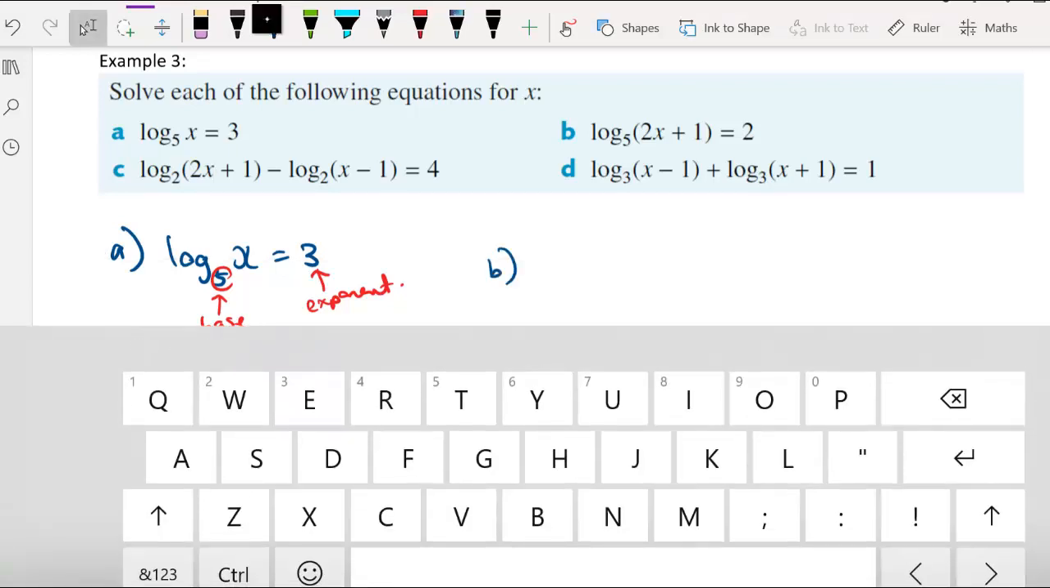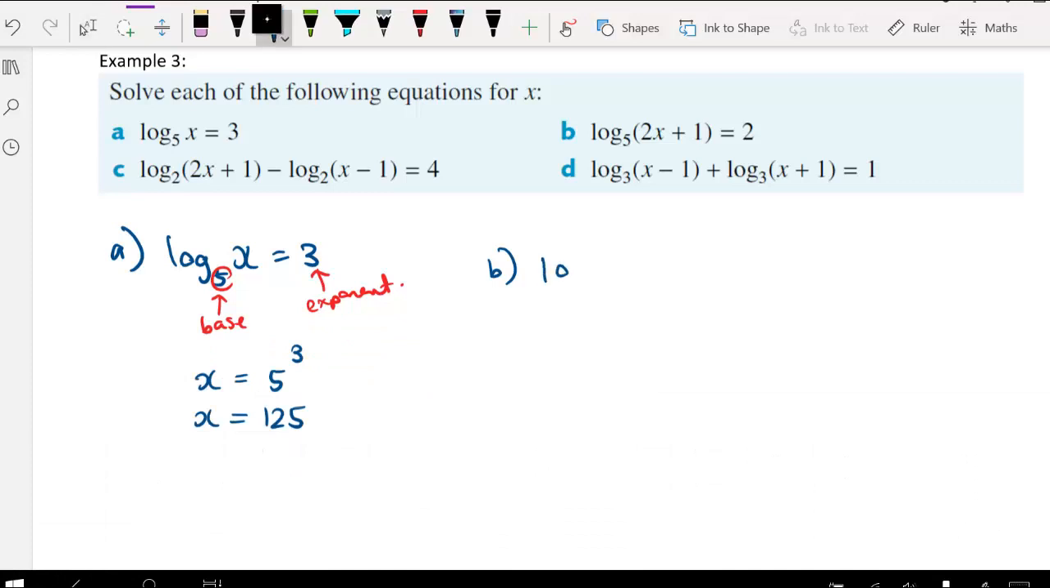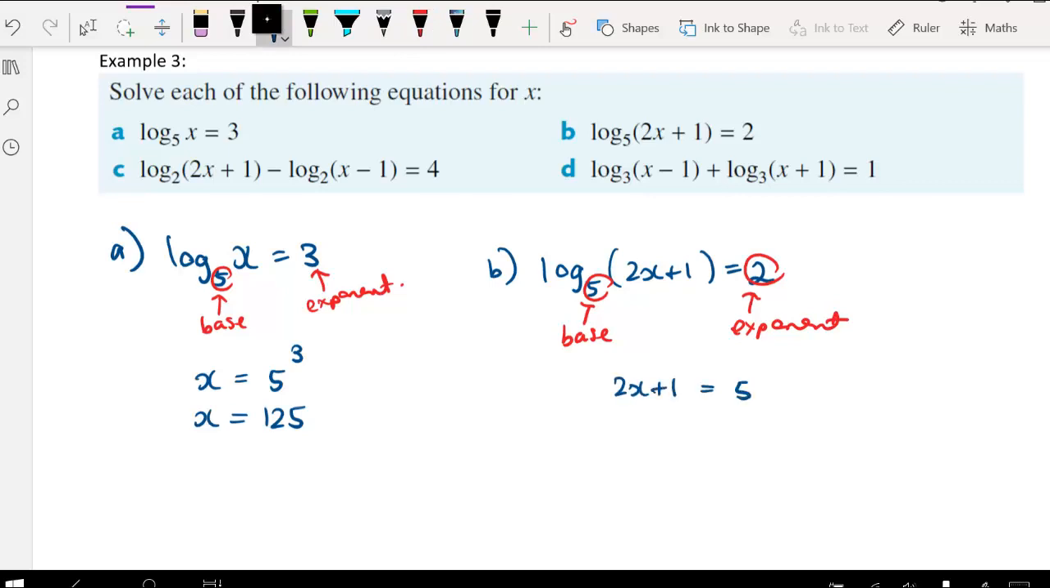When we look at B, we have log base 5, 2x plus 1 is equal to 2. So we have a similar scenario here. We've got our base and our exponent. So therefore, we can say that 2x plus 1 is equal to 5 to the power of 2. So 2x plus 1 is 25. 2x is equal to 24, and therefore x is equal to 12.